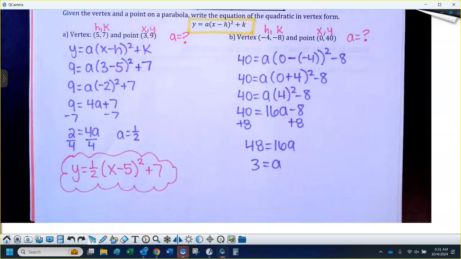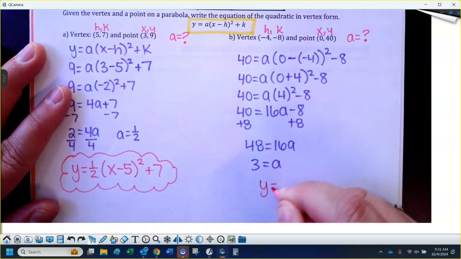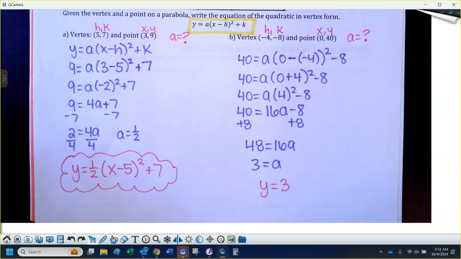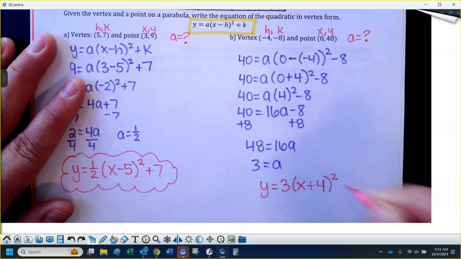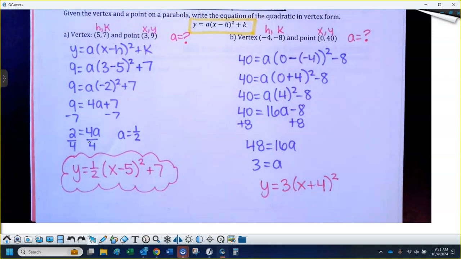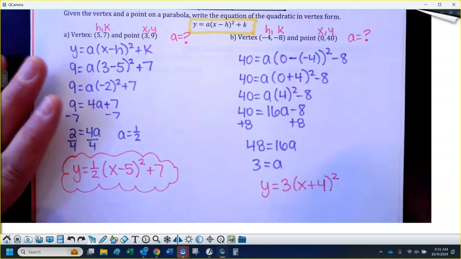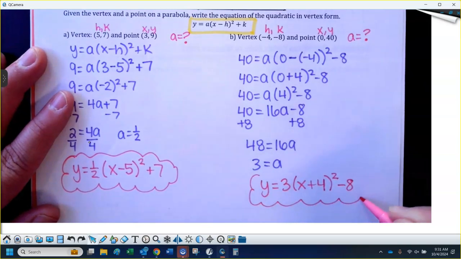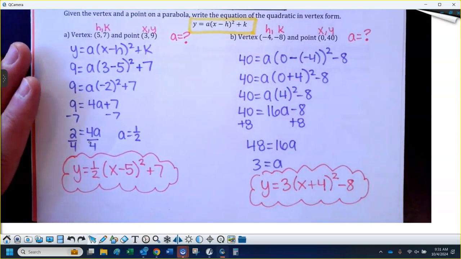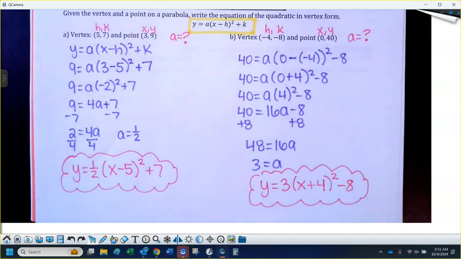It's not to find a, it's to write the equation. So I got to go back and plug all this into the equation. So y equals, in place of a, I'm going to put a 3 right in front of the parentheses, and then you need an x and a y here. It should be x plus 4 squared. Don't forget the squared, because if you don't have a squared, you don't have a quadratic. And then the y coordinate was -8, so it just would have a -8 outside the parentheses. So you should be able to see the vertex from the equation and the a value. We're using that point they gave us to help us find a, because they don't tell us that initially.